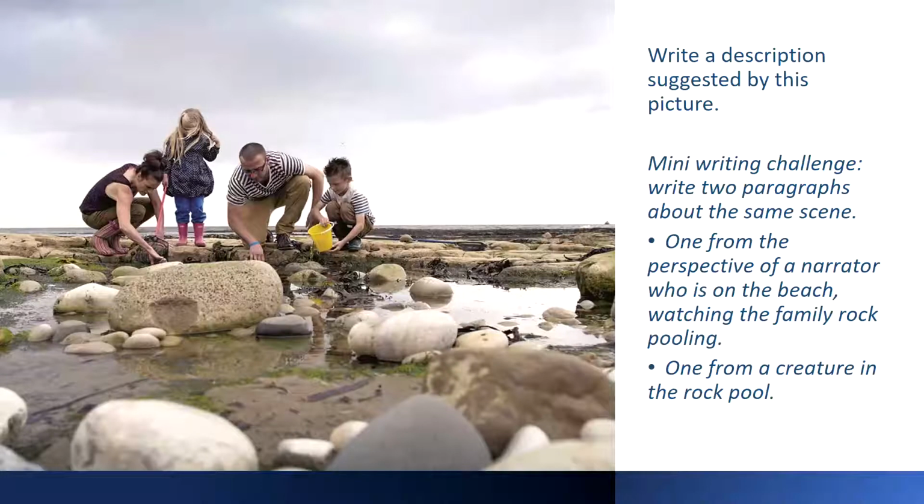So you could write a description suggested by this picture, or just have a go at the mini writing challenge. Write 2 paragraphs about this same scene, inspired by the picture, but one of the paragraphs you're going to write from the perspective of a narrator who's on the beach watching this family rock pooling, and the other paragraph you're going to write as if you're a creature in the rock pool. So trying to think in a very abstract way and doing something a little bit unusual can be a really nice way of practicing your writing skills.